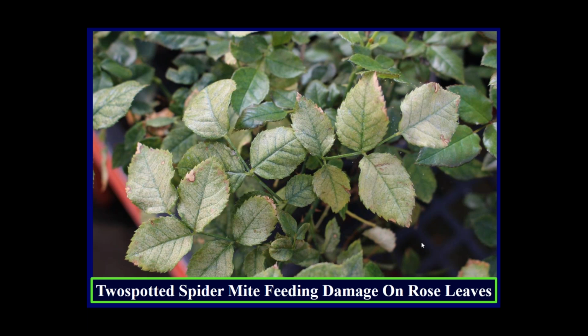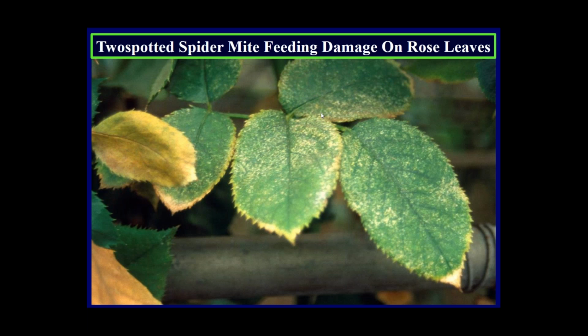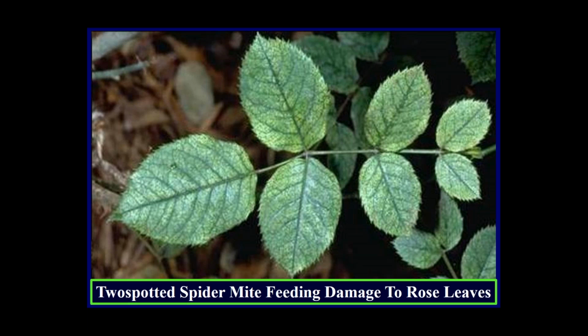So this is an example, from a diagnostic standpoint, of the bronzing caused by two-spotted spider mite feeding. Here is the stippling damage on a rose leaf. Again, everything is on the leaf underside. So there's bleaching and there's stippling. And sometimes it looks like a nutritional deficiency.